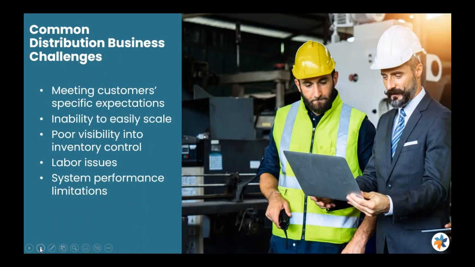And so some common business challenges that we're seeing specific to the distribution market is being able to meet the customer specific expectations. A lot of times you're locked into the constraints of what your accounting system can do. So you're finding workarounds with Excel and Word documents. You're finding you can't easily scale. Poor visibility into inventory control, labor issues, system performance limitations. These are all things that we're seeing distributors really struggling with: how do we keep up? How do we match the pace? But they have a lot of manual workarounds. And so it's really starting to become a huge chore for these guys.